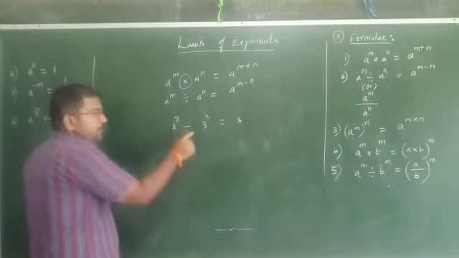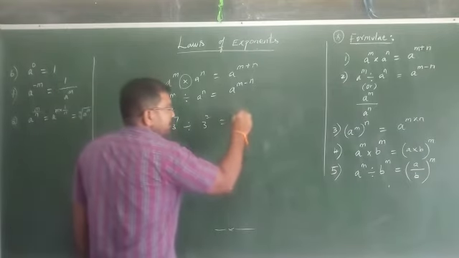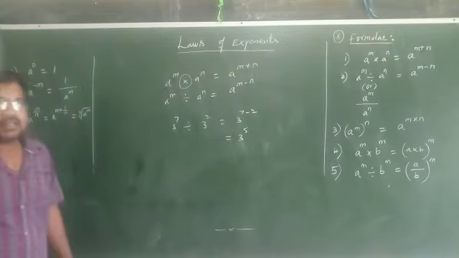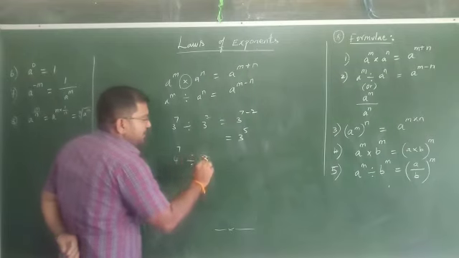The bases are the same. In between, what symbol is there? Divide. So we have to subtract the powers. 3 power 7 minus 2 is equal to 3 power 5.